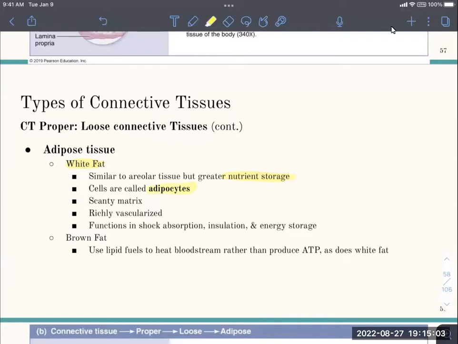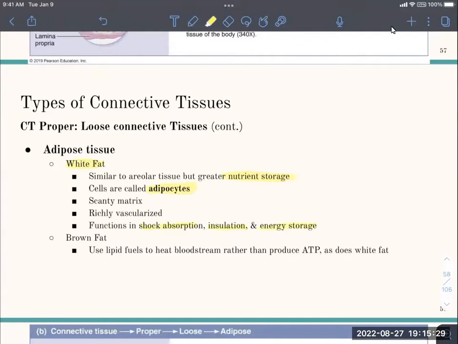Adipose tissue is used for shock absorption, insulation, and energy storage. So think between all of your organs in your abdomen, they're all surrounded by fat or that adipose tissue to help cushion it for shock absorption. Your eyeballs, there is adipose tissue around your eyeballs to help protect them.